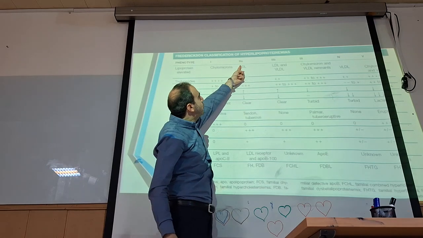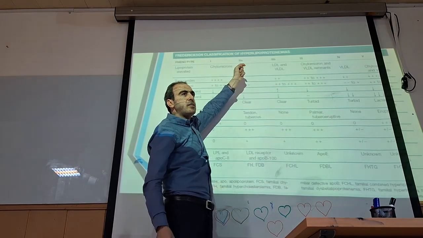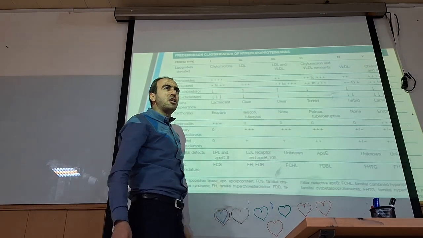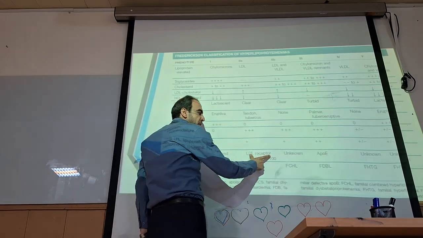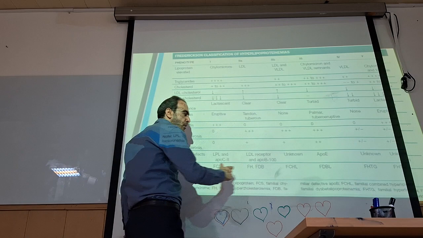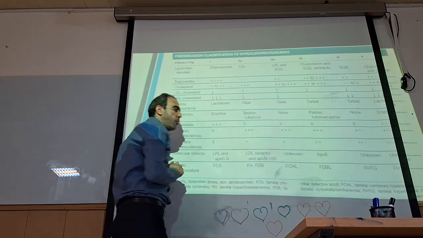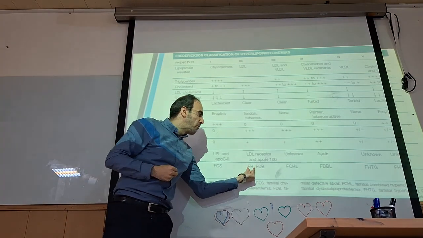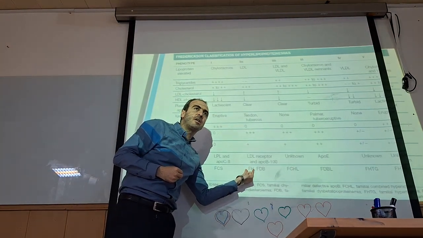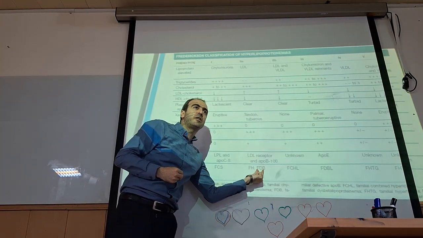Type 2A, LDL is increased. As you learned, an increase in LDL is due to two reasons: a defect in the LDL receptor or a defect in ApoB100. We have two classes of these: familial hypercholesterolemia and familial dysbetalipoproteinemia.